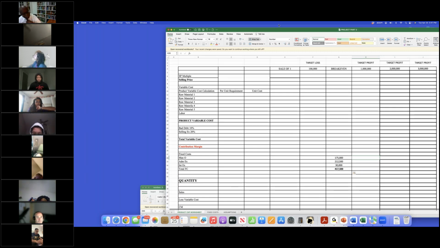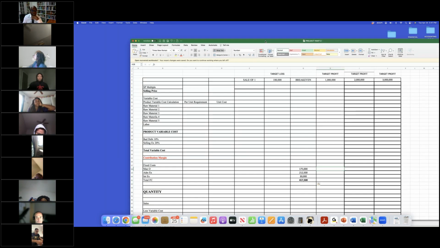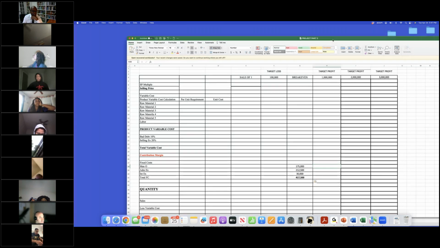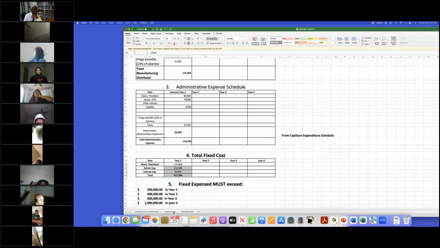Well, I have a quick question. Yes. So the number you put for MOH and administrative expense in the fixed cost sheet, where did that come from? Was that just like a guess? Let's go back to the sheet. Like how you got your interest expense?